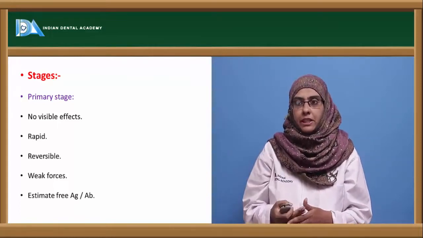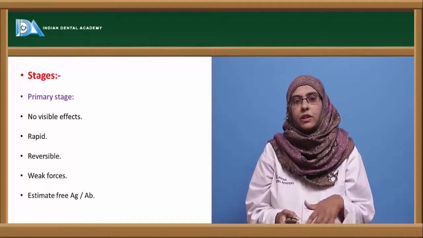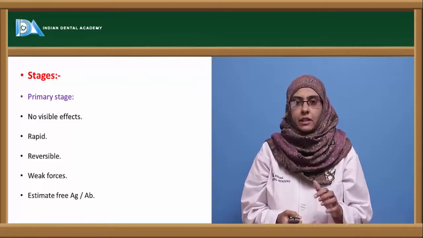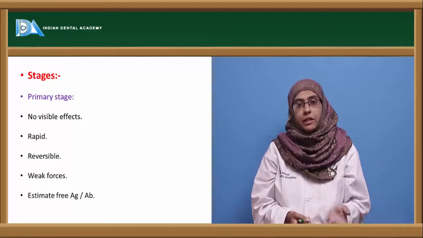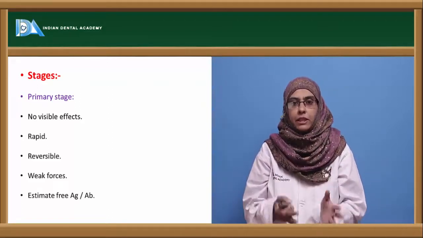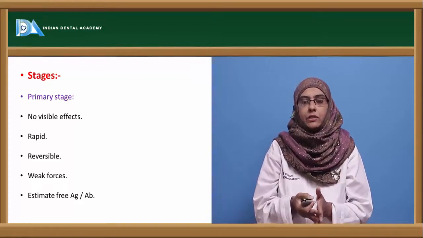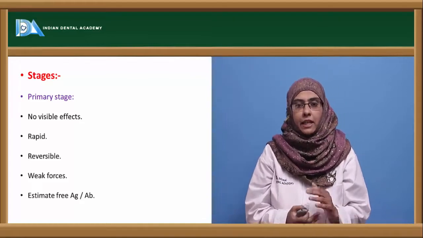In the primary stage there is an interaction between the antigen and antibody, but you cannot see it in the visible form. There is no observable manner that helps us to identify the interaction between the antigen and antibody. But the interaction is very rapid. Whenever antigen and antibody that are complementary to each other are present, they immediately react. So the reaction is very rapid in nature, and it is reversible.